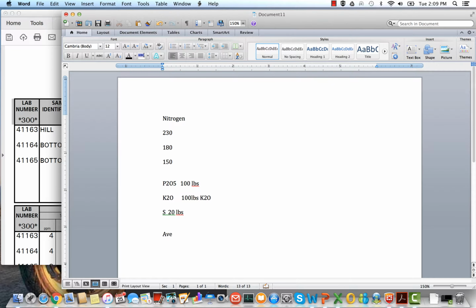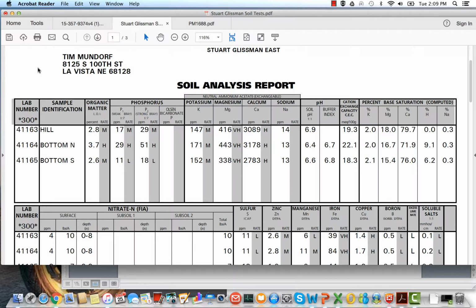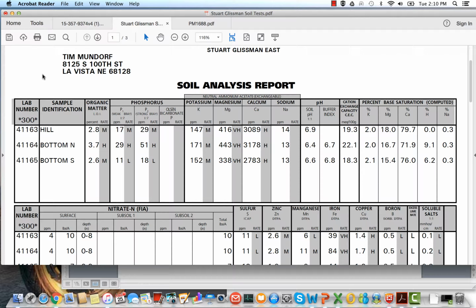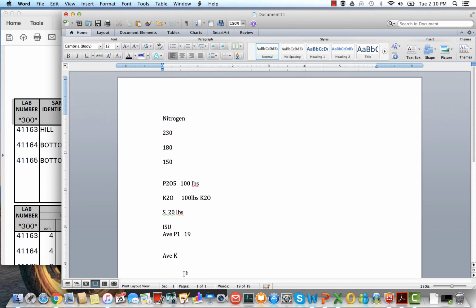So let's average P1, and that's going to be 17 plus 29 plus 11 divided by 3. So I got an average P1 of 19. I'm going to call this the ISU rec, basically. And we got an average K value of 147, 171, and 152. And then again, we divide by 3, and that becomes a 157.